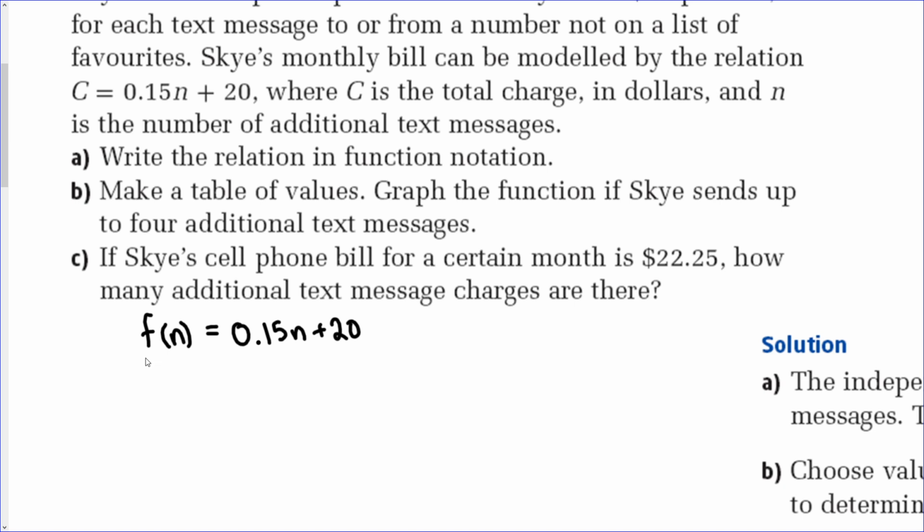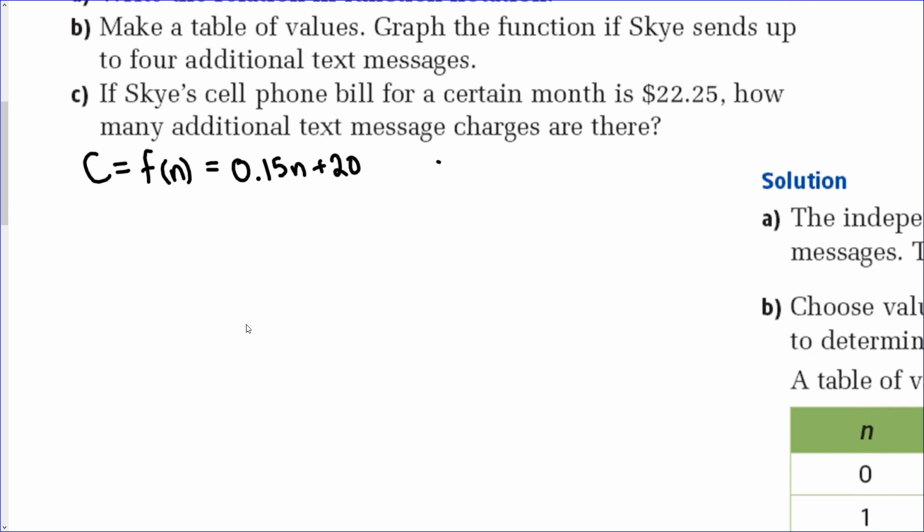The function f at n is equal to 0.15n plus 20. So another way I could write this is the answer right there, but I could have also just said C is equal to the function of n. So that's A. B, make a table of values to show how much Sky is charged. Well, that's simple enough.